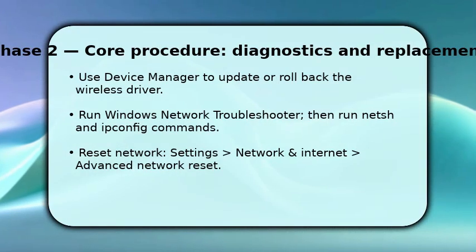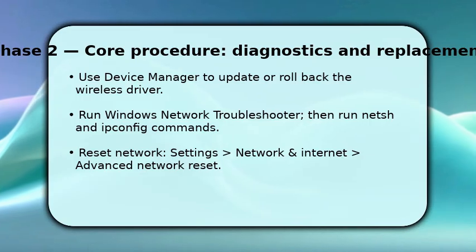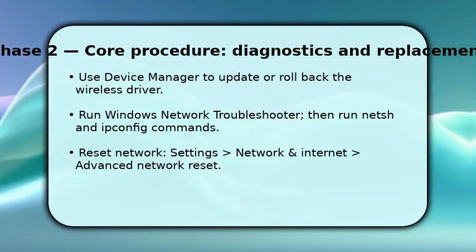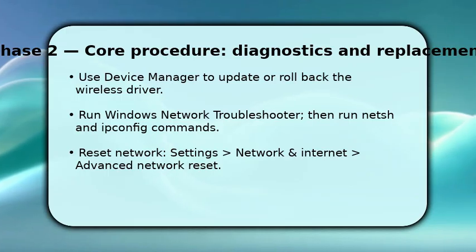If the basic steps fail, update or roll back the wireless driver in Device Manager. Right-click the adapter, choose Update Driver or Roll Back Driver if an update broke things. Next, run the Windows Network Troubleshooter from Settings.